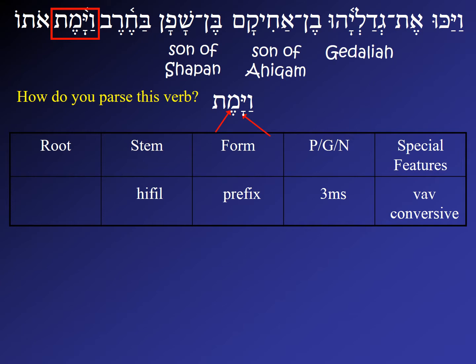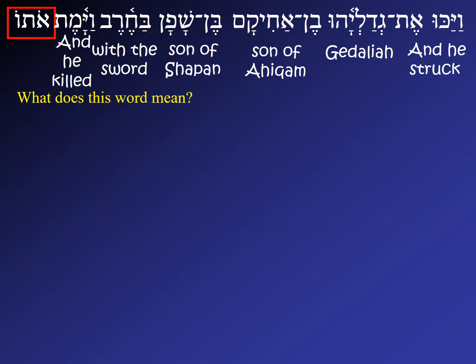Note that we only have two root radicals left, the mem and the tav, and so we're looking at a middle weak. In the Hifil, we can't distinguish middle vav from middle yod as we could in the Kal, because both of them have an E-class vowel. So the question is, do we have a root mut or a root meet? And of course you know the root mut, which means in the Kal to die, and so in the Hifil to cause to die or to kill. So, and he killed. The only word remaining then is oto, which is obviously the direct object marker plus the third masculine singular object. So, him.